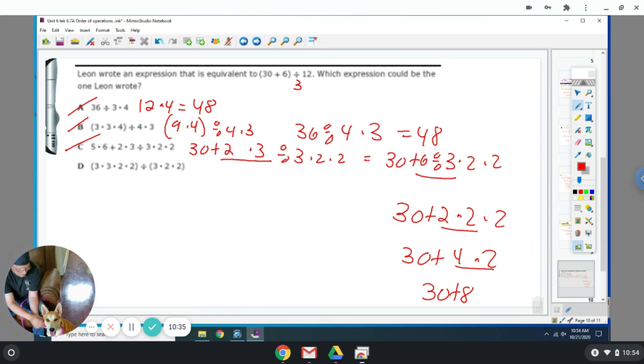Now D is 3 times 3 times 2 times 2 divided by 3 times 2 times 2, which is correct. D is the correct answer, and I'll show you. 3 times 3 is 9 times 2 times 2. So 9 times 2 is 18, times 2 is 36. Now you have 36 divided by what's inside this parentheses: 3 times 2 is 6, times 2 is 12. So 36 divided by 12 is 3.